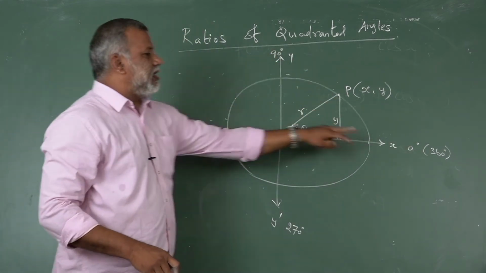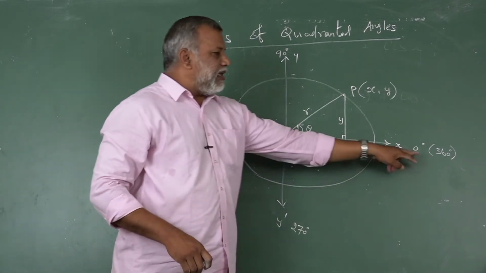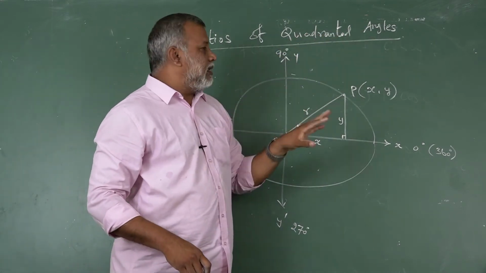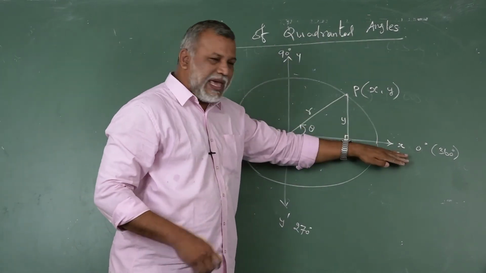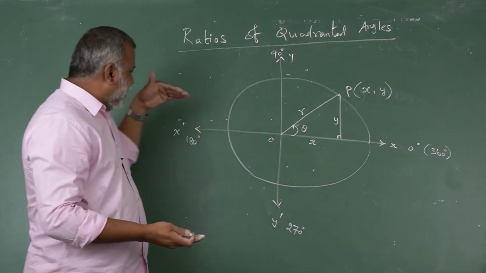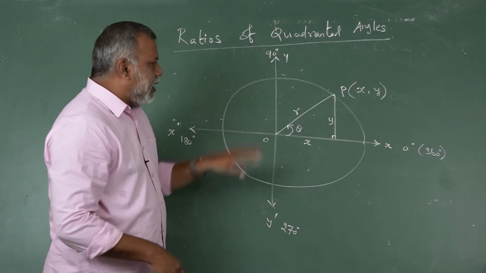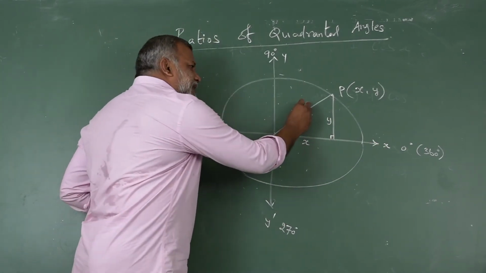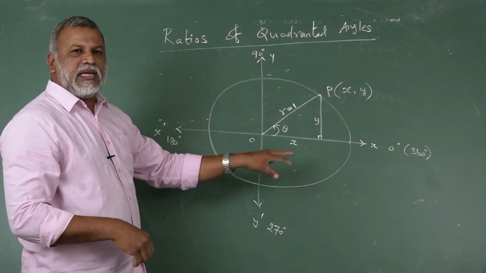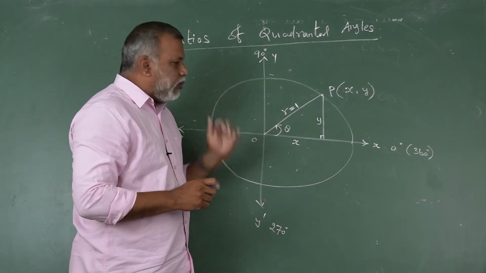These angles, 0 degree, 90 degree, 180 degree, 270 and again 360, are called quadrantal angles. What is the meaning of quadrantal? It lies on either the x, y, x dash or y dash line, and once again completes one rotation. Now consider this radius as 1 unit. This means we are taking this circle as a unit circle. The unit circle means the radius is 1 unit.